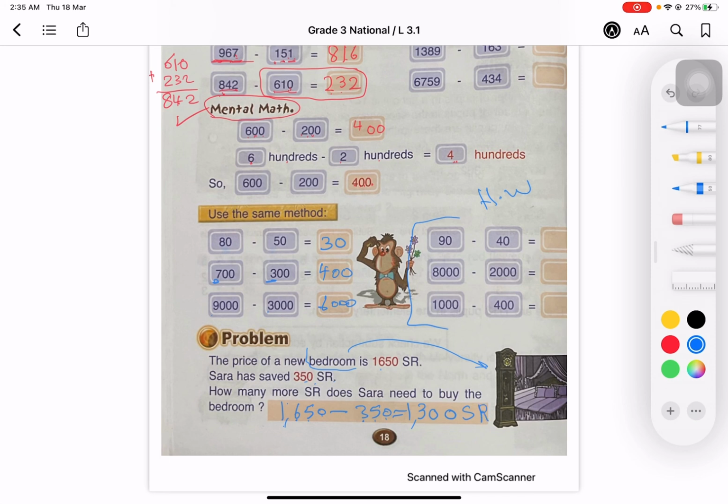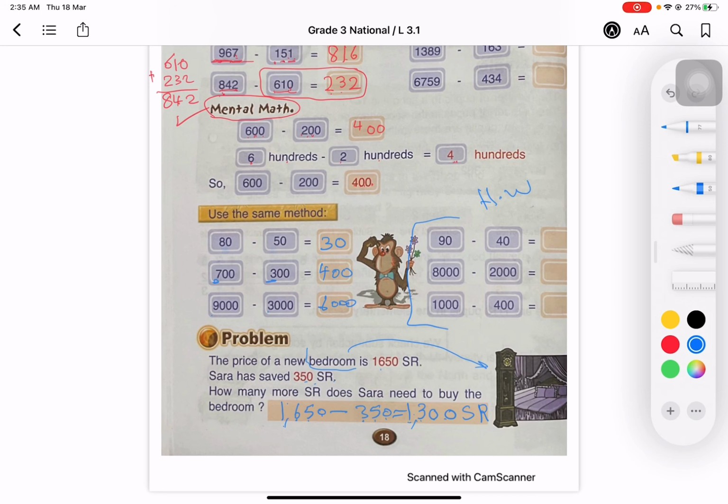Okay? She doesn't have the whole money. She has part of it. How much is the part she has? 350. How much does she still need? She needs 1,300 to get in all 1,650.